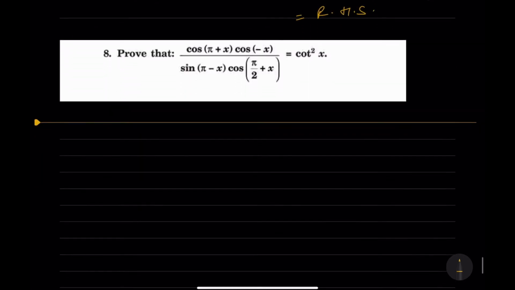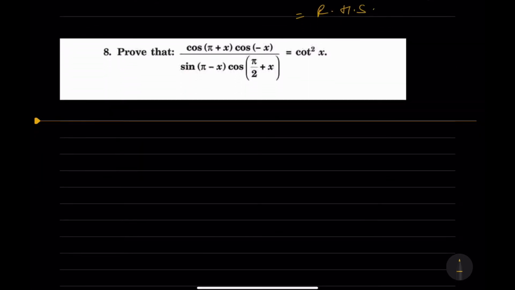Now moving on to the next problem, that is the eighth one. Prove that cos(π + x) into cos(−x) by sin(π − x) into cos(π/2 + x) is equal to cot square x. So here you have cos(a+b) to do, and a−b also will be used over here. So we will be using these formulas.